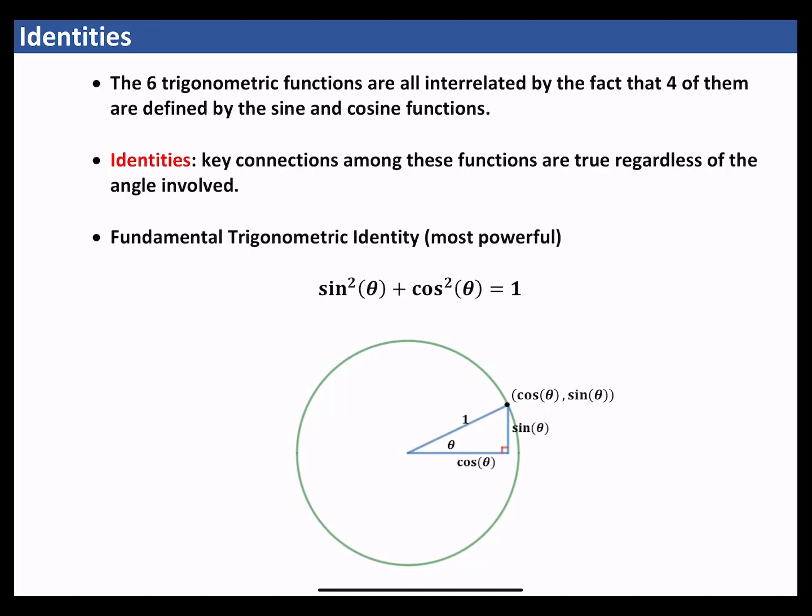The most powerful such equation is called the fundamental trigonometric identity and states that sine squared of theta plus cosine squared of theta equals 1.